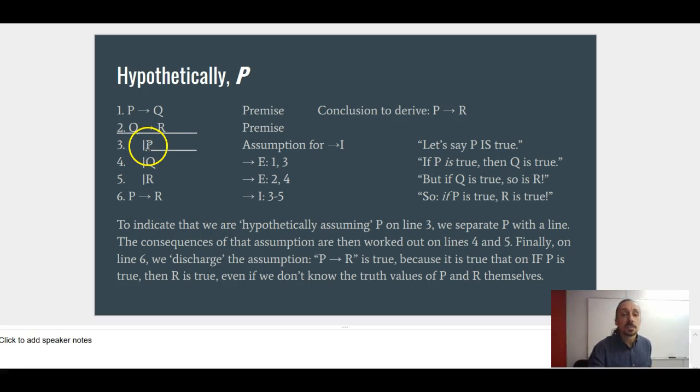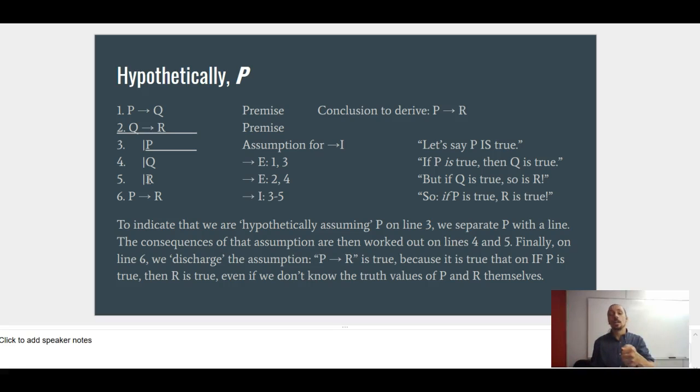I've shown that if I assume P, one of the things I can construct in a sub-derivation, like a little sub-line of construction, is R. So what I've shown is if P, then R, on the assumption of P. So what have I actually shown? I've shown that if I assume P, then R would follow.